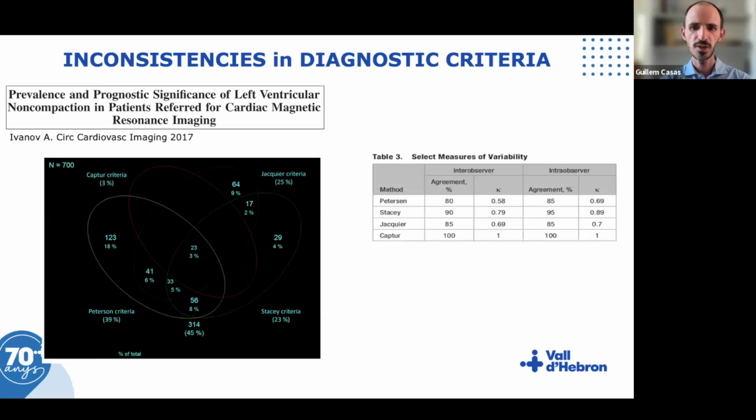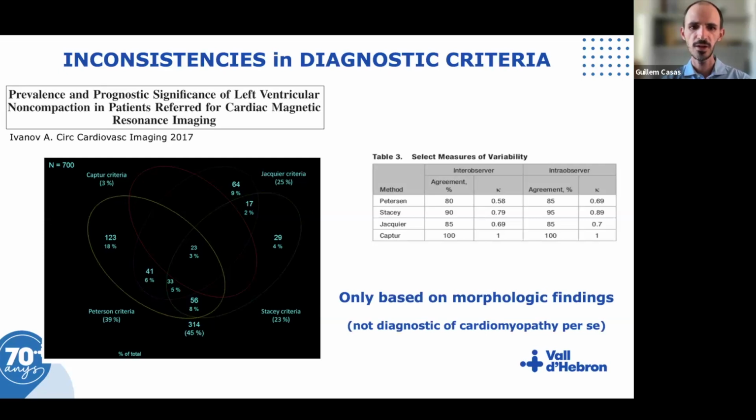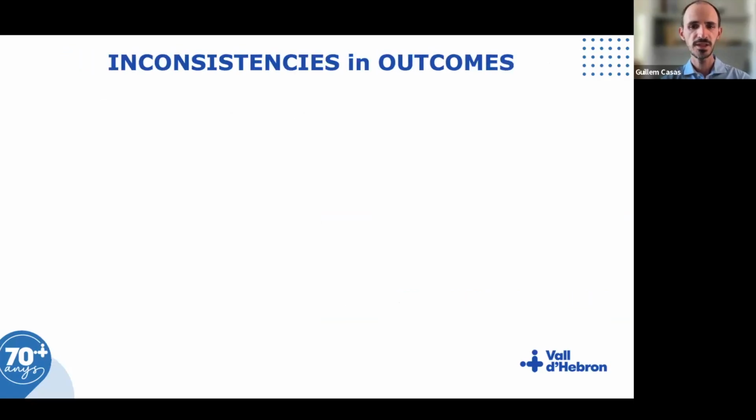And in my opinion, the most important point is that all of these criteria, both echo and CMR, are only based on morphologic findings of hypertrabeculation, which are not diagnostic of cardiomyopathy per se, and they do not take into account functional parameters such as LV dimension, ejection fraction, or late gadolinium enhancement. All these inconsistencies in the diagnostic criteria lead to highly heterogeneous outcomes reported in the literature.